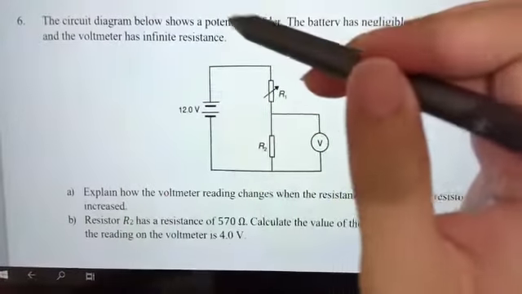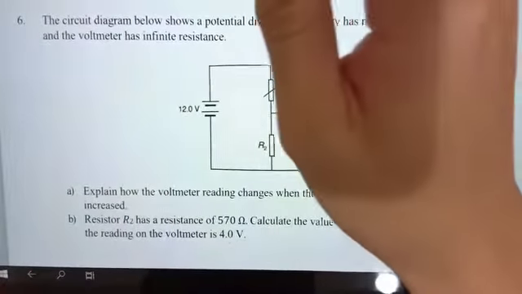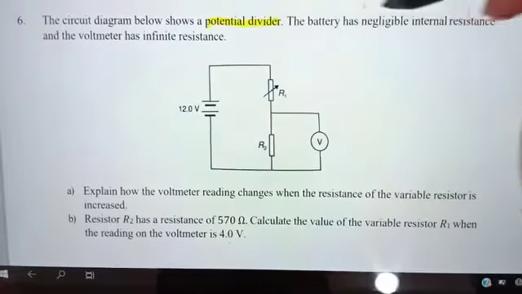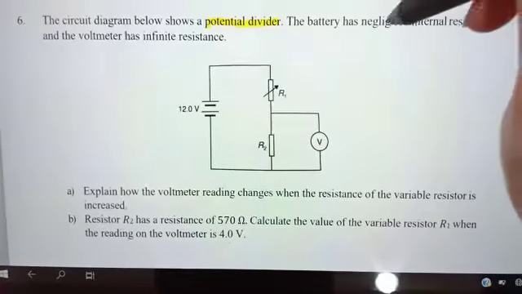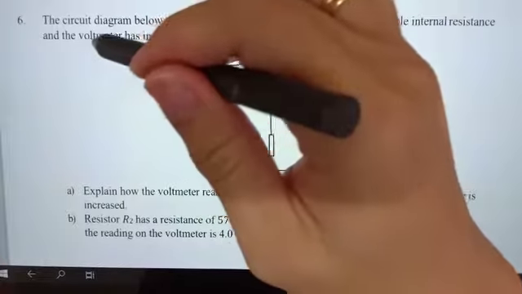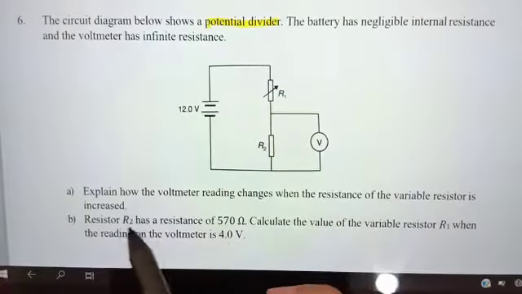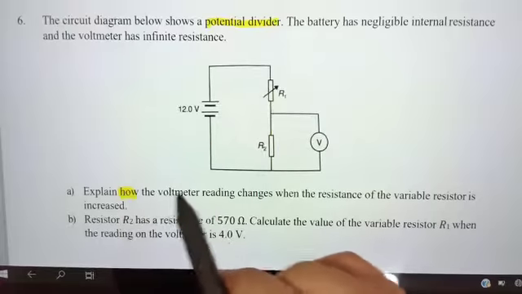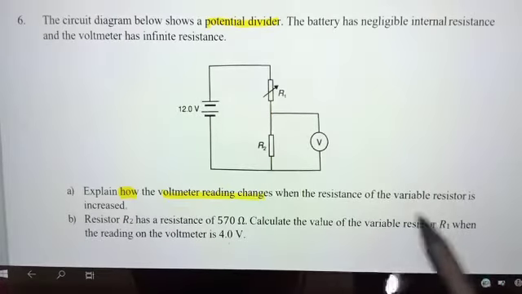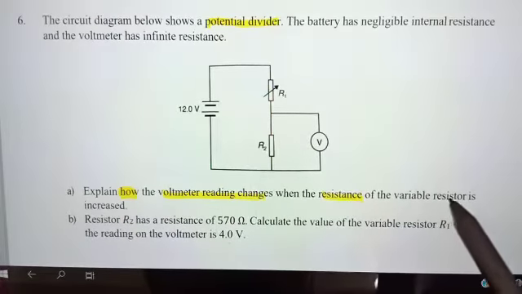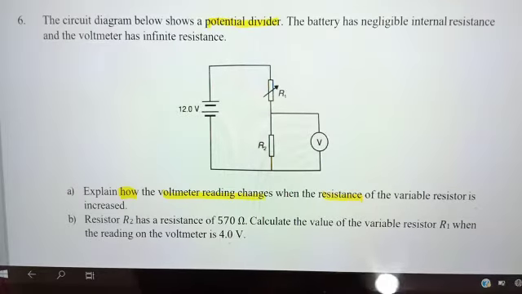The circuit diagram below shows a potential divider. So you have a potential divider here. The battery has negligible internal resistance. The voltmeter has infinite resistance. Explain how the voltmeter reading changes when the resistance of the variable resistor is increased.